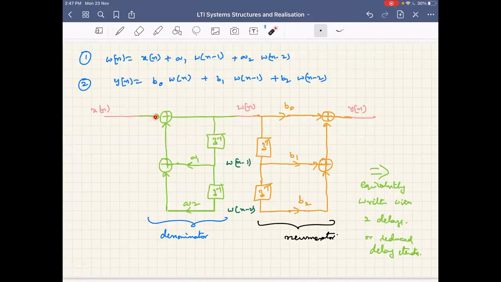Given x[n], what we need is an intermediate variable w[n]. w[n] here is equal to x[n] directly plus w[n minus 1] into a1. That is, to get w[n minus 1], you need to delay, right, and multiply by a1. For w[n minus 2], delay twice and multiply by a2, and put together. Similarly, to realize the output, as you can notice, the first one corresponds to the denominator, and the second one corresponds to the numerator.